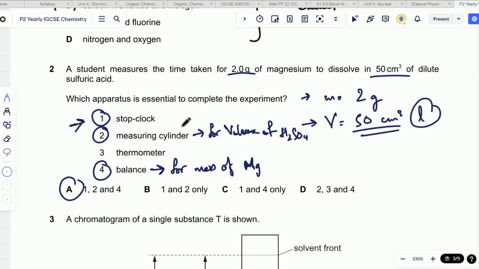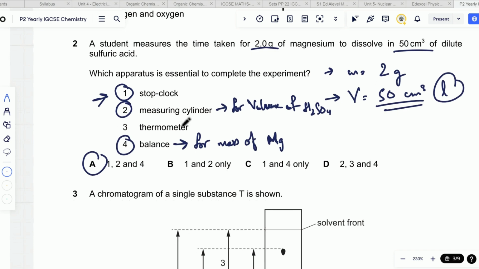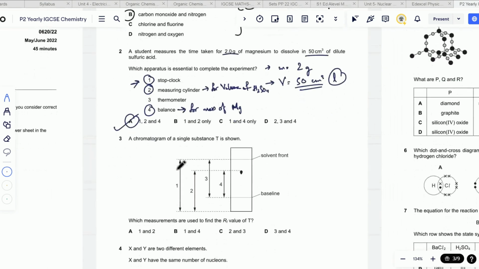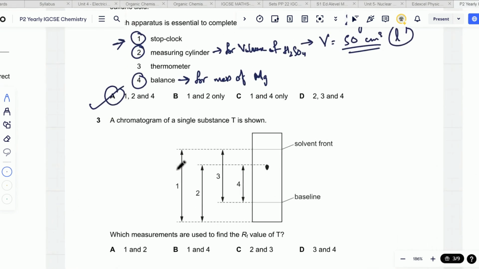I won't be needing the thermometer because there's no work being done over here that is related to heat energy or anything like that. So therefore, very good. You're correct. The answer is A. Now, question number 3.